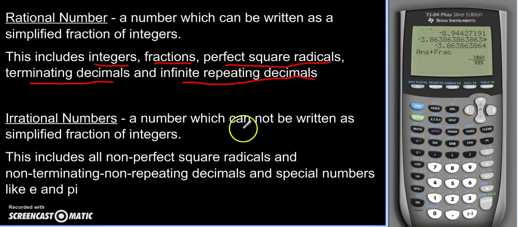Irrational numbers are numbers that cannot be written as simplified fractions. That makes sense. If rational can, irrational can't. So non-perfect square radicals will all be non-terminating, non-repeating decimals, and special numbers like e and pi. So this is a good set of notes to have on this, along with the two lists above. You can pause the video and take notes on this if you'd like.